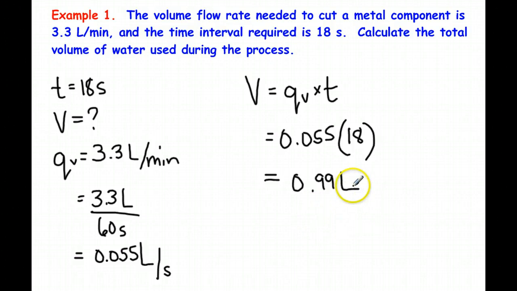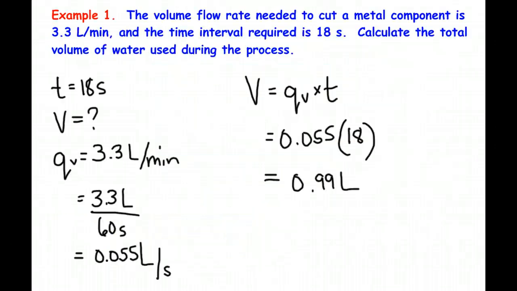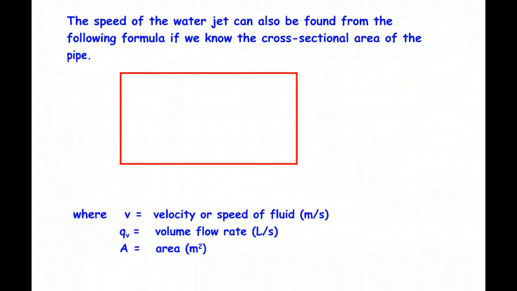Okay, and remember, I think I told you that our units are meters cubed. Another way of looking at liquid volumes sometimes is liters. Okay, and there's a conversion for that, but don't worry about that. Use whatever units your textbook gives you, and I'll try to guide you along the way with that. Okay, and then the final thing we're going to look at is basically the speed of the water jet can also be found from following a formula if we know the cross-sectional area of a pipe. So if we know the cross-sectional area of a pipe, so let's just say we've got a pipe.